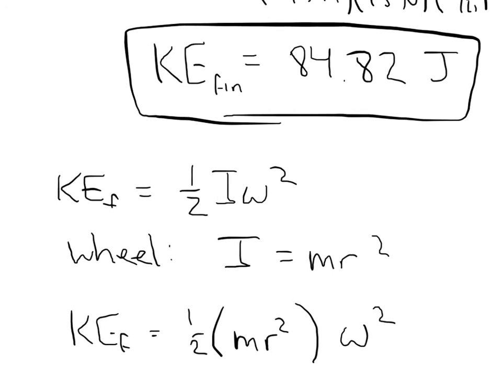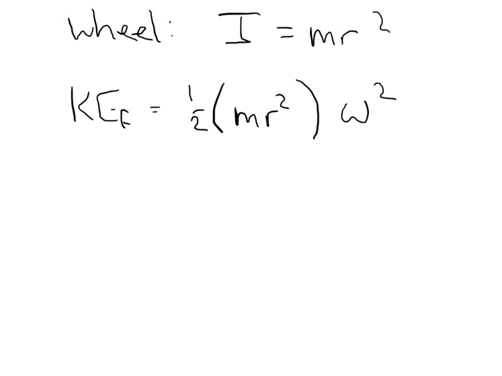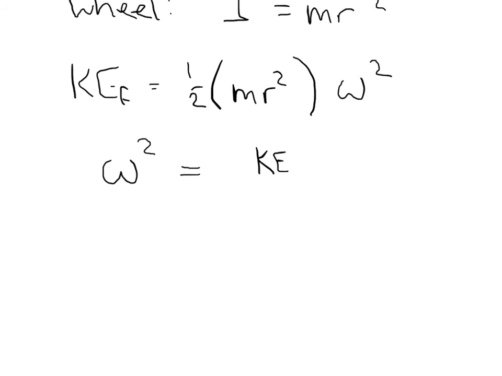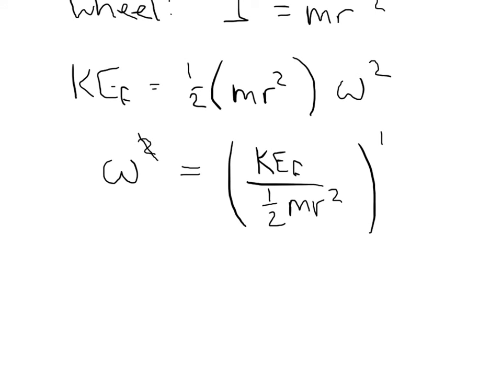To simplify, we take this equation and solve for omega. Omega squared is equal to the final kinetic energy over 1/2 m r squared. Taking the square root of both sides, omega is equal to this number.